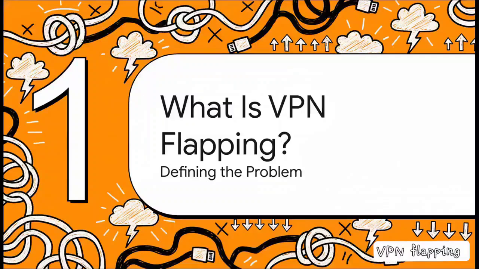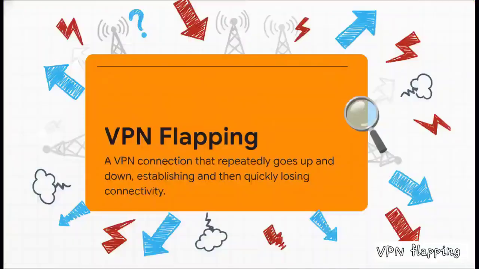Okay, so let's put a proper name to this frustrating problem. What exactly is VPN flapping? Because it's more than just a random disconnect, it's a very specific and maddening pattern of instability. So in simple terms, VPN flapping is when your connection gets up and running, it works for a little bit, and then, bam, it drops. A few seconds later, it reconnects, only to drop again. This creates this incredibly unstable link that makes getting any actual work done feel totally impossible.